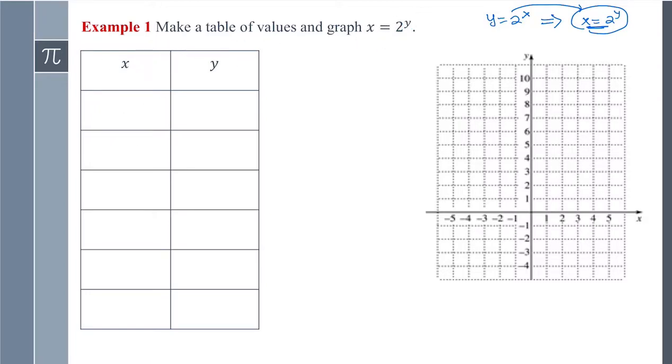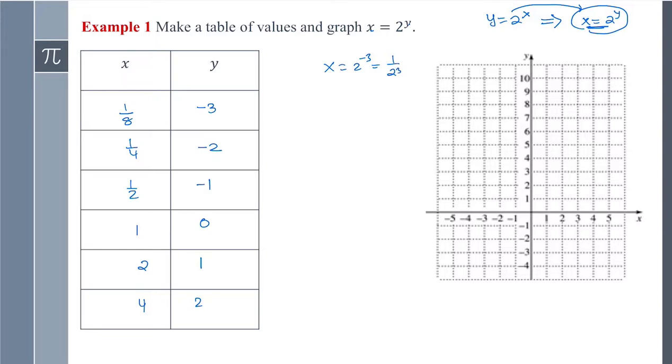So I'm going to pick some negative and some positive values. If I pick y equals negative 3, then x equals 2 to the negative 3, or 1 over 2 cubed, which is 1/8. Now if I pick y equals negative 2, then I get x equals 1/4. If I pick y equals negative 1, I get x equals 1/2. Similarly, if I pick y equals 0, I get x equals 1. Y equals 1, x equals 2. Y equals 2, x equals 4, and so on.